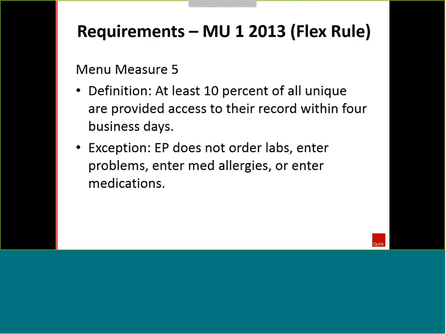So if you opt to use this version of meaningful use, then you had the option of including a portal as part of your attestation. The definition is that you basically have one. You offer a portal to 10% of your patient population. And of course, there are no restrictive rules about whether or not anybody's using it. You basically have to have it and offer it. And obviously, if your physician, your EP, doesn't order labs or meds or allergies or problems, et cetera, then you are exempt from that. But that is the flex rule. It's a menu measure, optional for groups that had not upgraded to a 2014 version of the software yet.